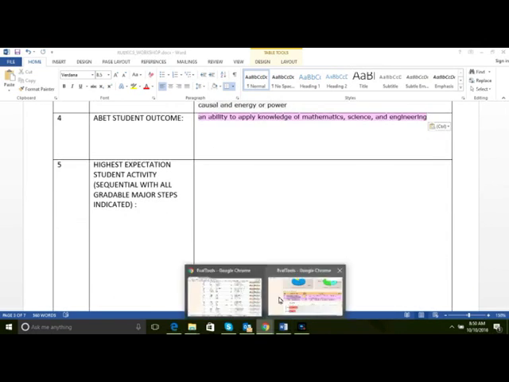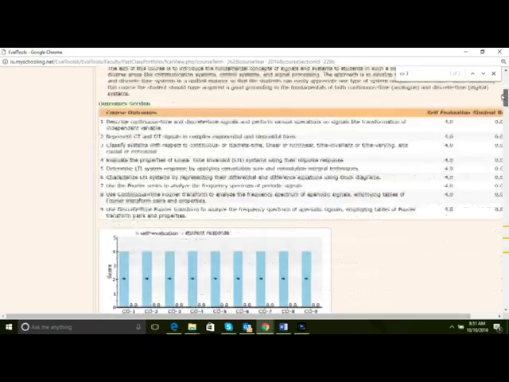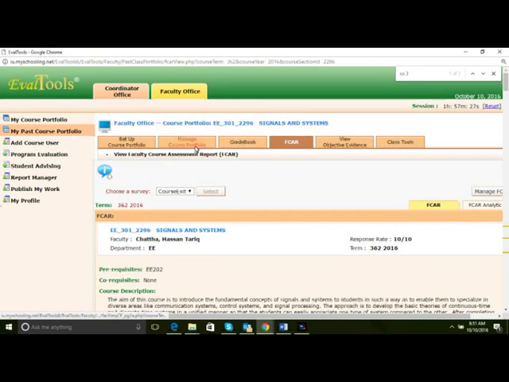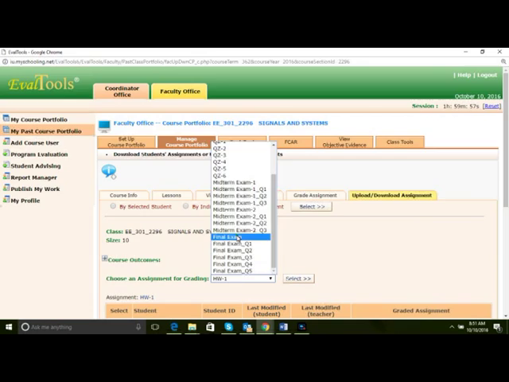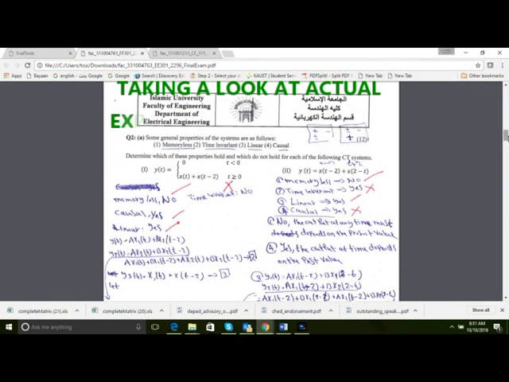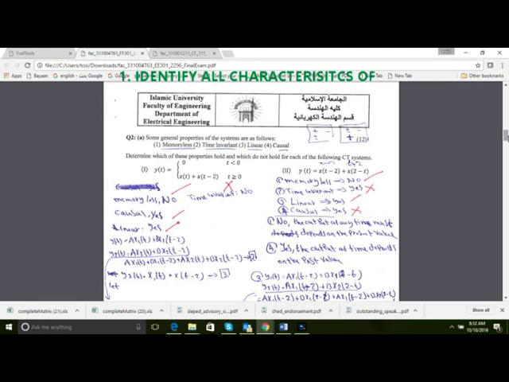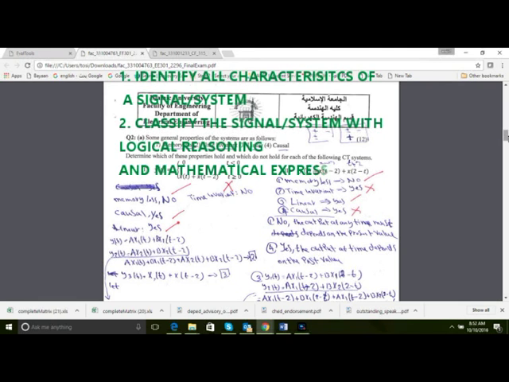Let's look at student activity, final exam question 2, for a sequence of steps required for performance of this assessment. Various steps for ideal student performance are extracted from the sample assessment. Identification of all characteristics of a signal system, classification of the signal system with logical reasoning and mathematical expressions. Now these steps will form the basis for our highest expectation for student activity.